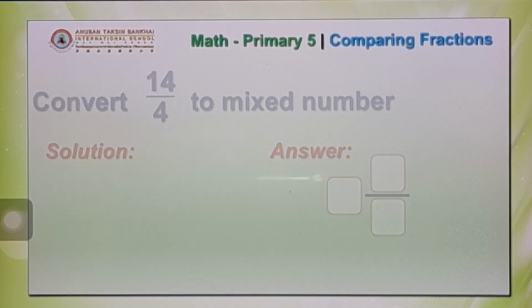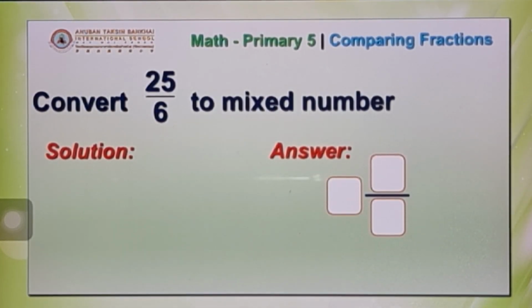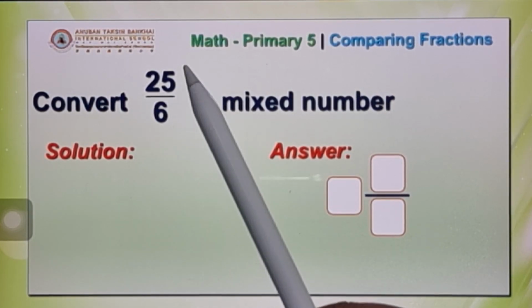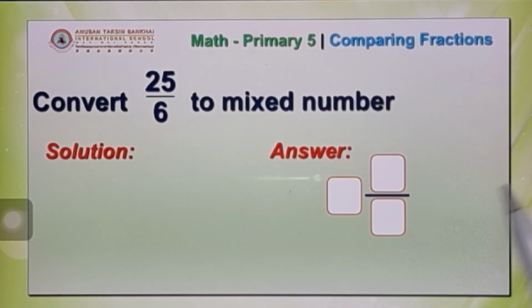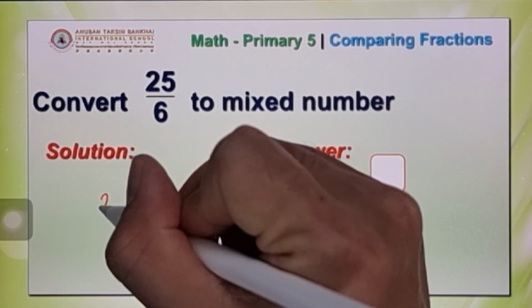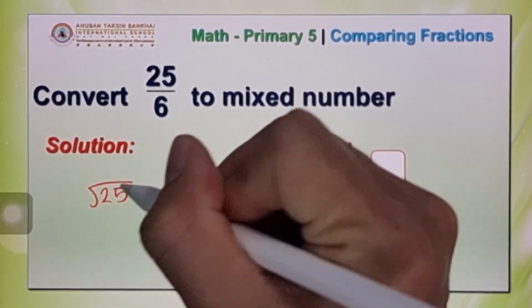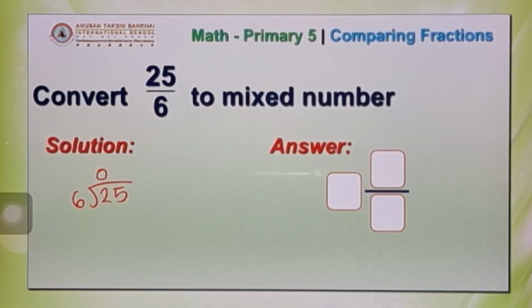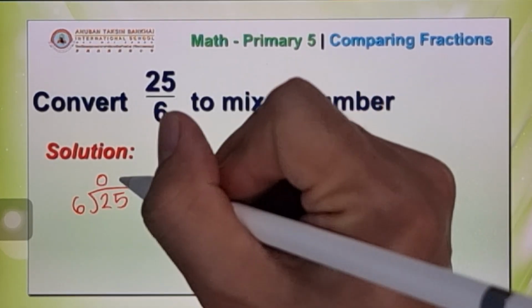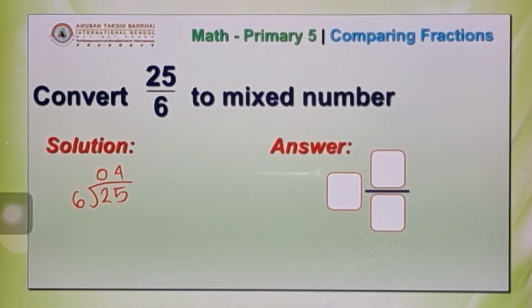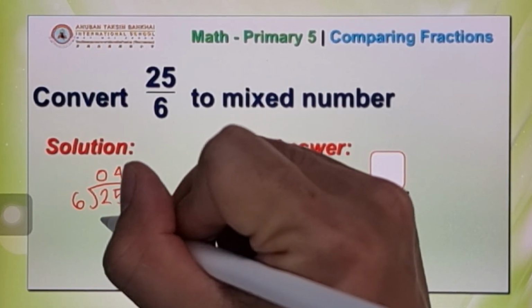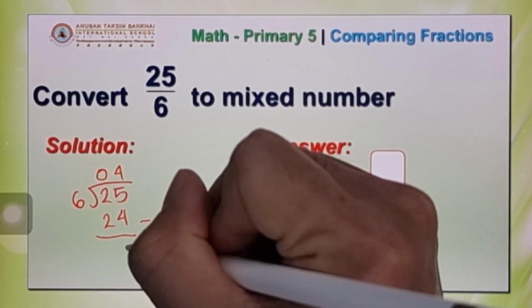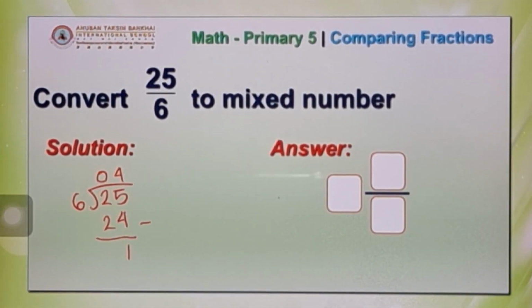Okay, now another example. We have here 25 over 6. Again, 25 is big and 6 is small, so this is an improper fraction. The same, we'll just write 25 divided by 6. 2 divided by 6 is of course 0. 25 divided by 6, we have 4. 4 times 6, we have 24. And then we subtract. 5 minus 4 is equal to 1. 2 minus 2 is equal to 0.